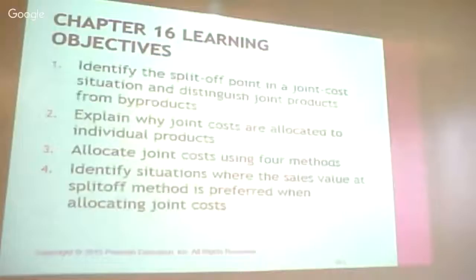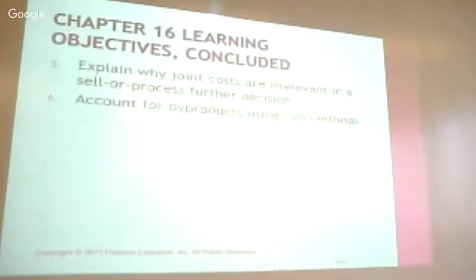All right, so in chapter 16, we're going to be identifying the split-off point in a joint cost situation and distinguishing joint products from byproducts. We're going to explain why joint costs are allocated to individual products, allocate joint costs using 4 methods, and identify situations where the sales value at split-off method is preferred when allocating joint costs. We're also going to be talking about why joint costs are irrelevant in the sell or process further decision, and accounting for byproducts using 2 methods.